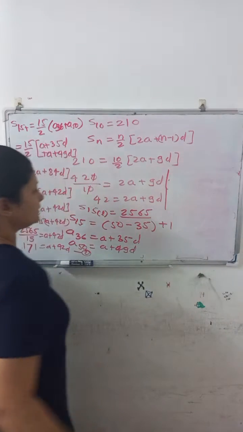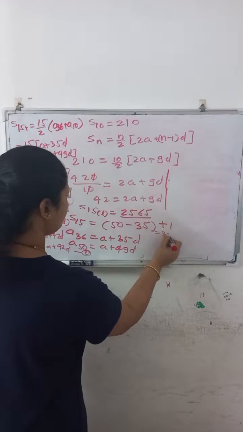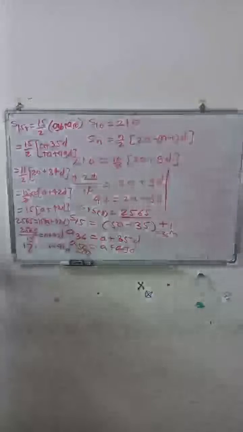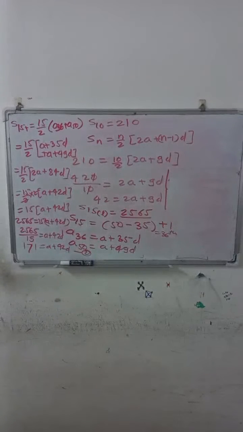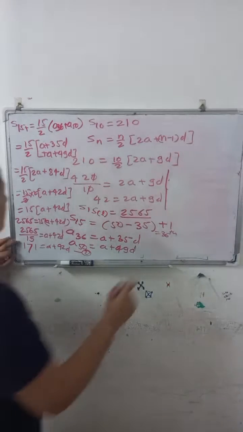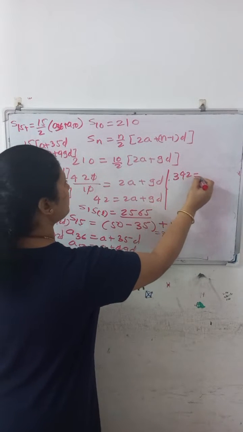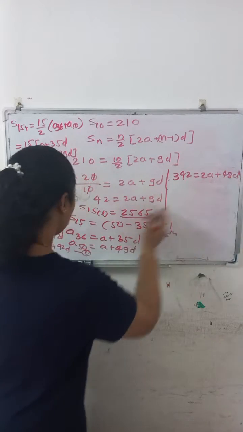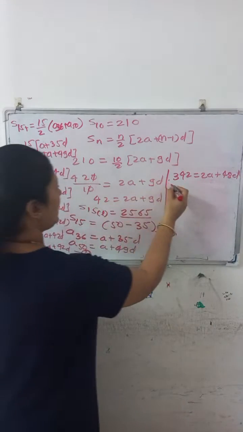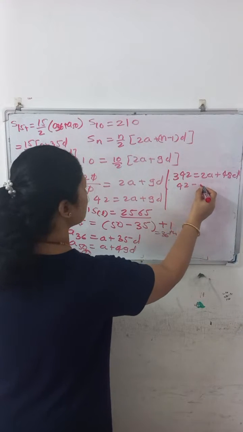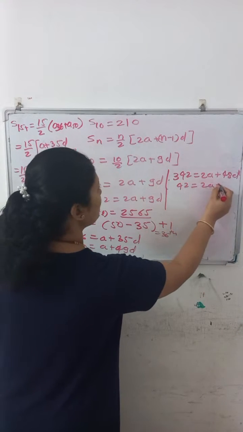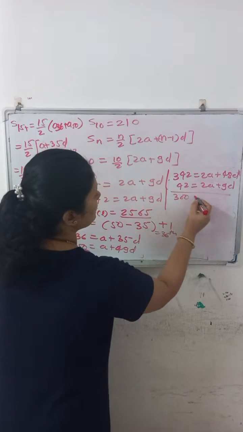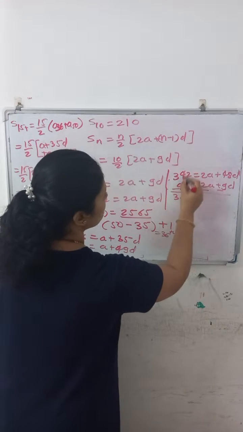So this is 21 into 2. How much is that? That is 342. 342 is equal to 2a plus 48d. I multiplied the equation by 2, okay? And now 42 is equal to 2a plus 9d. Okay? So now here we will get 300 is equal to, you can do subtraction.